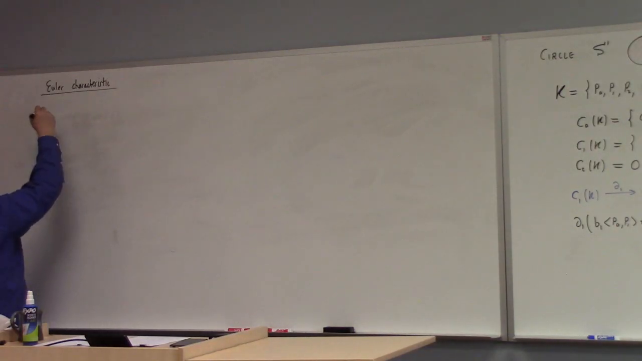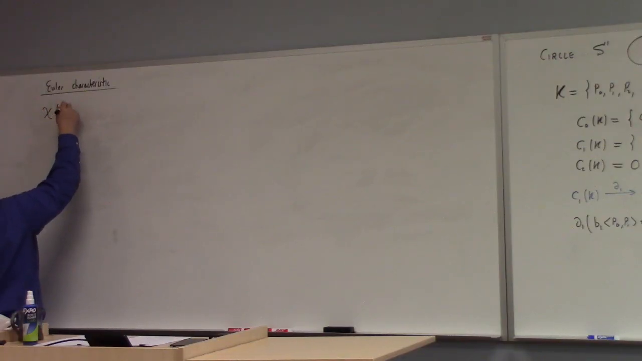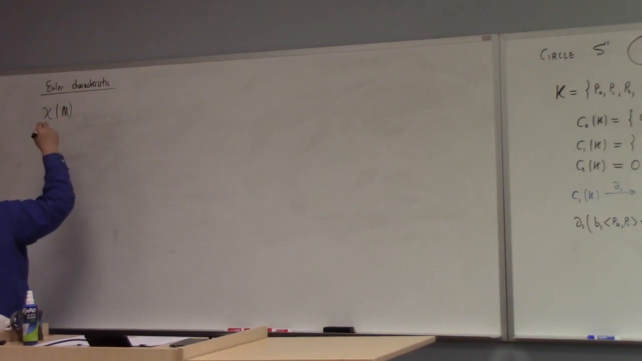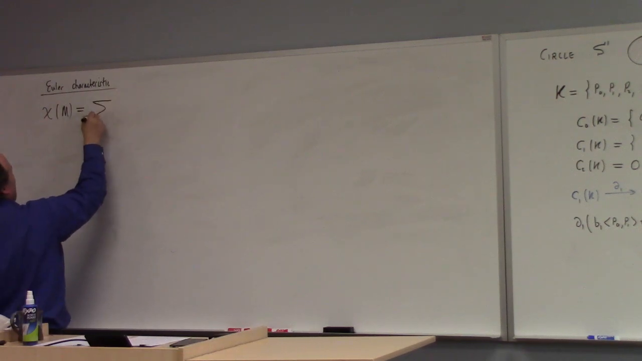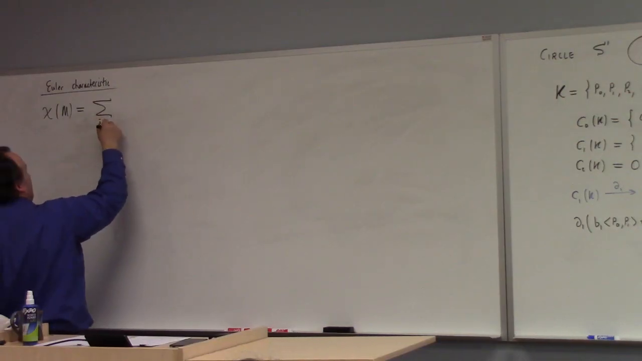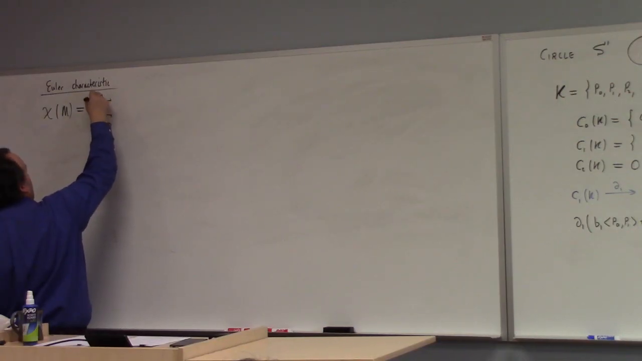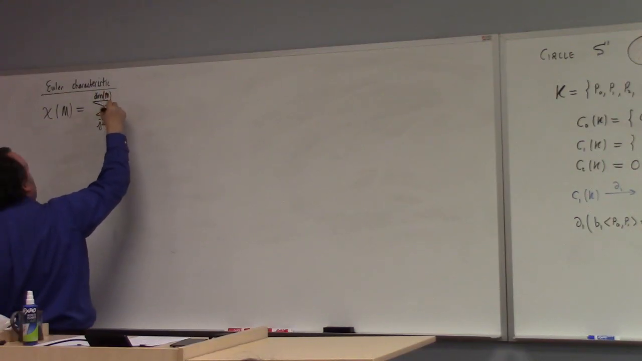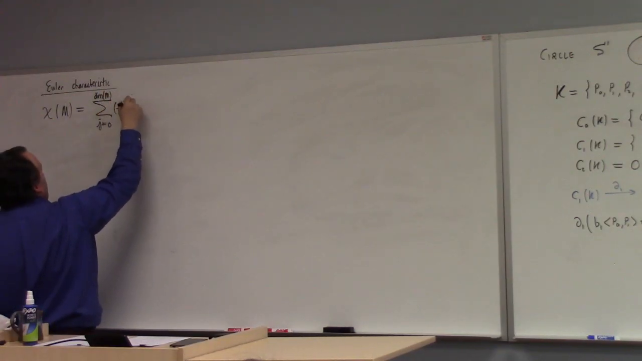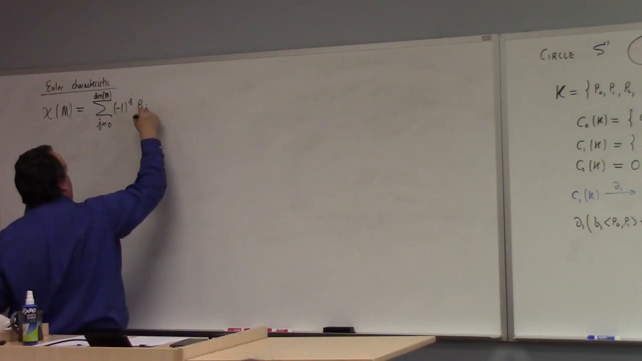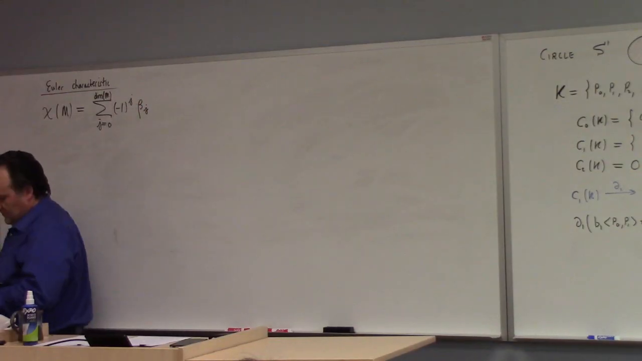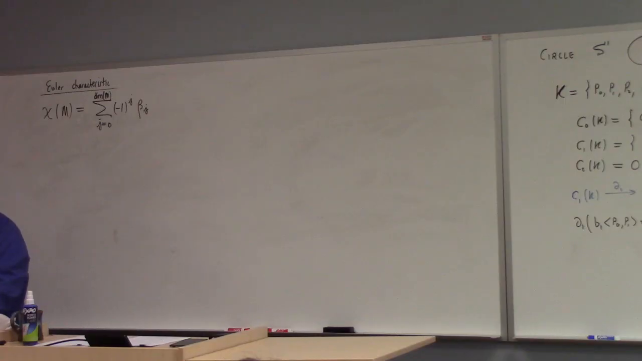So the Euler characteristic of a space, I'm going to call it M rather than X because it just seems wrong to use X and chi at the same time, is equal to the sum from J equals 0 to the dimension of the manifold of minus 1 to the power J times the jth Betty number. So this is the so-called Euler characteristic of a space.